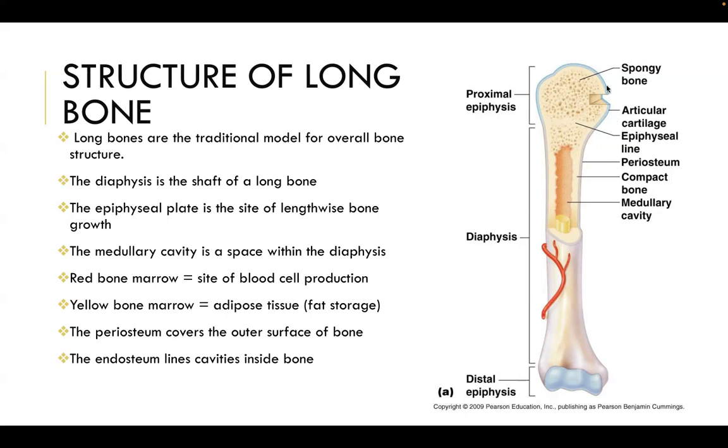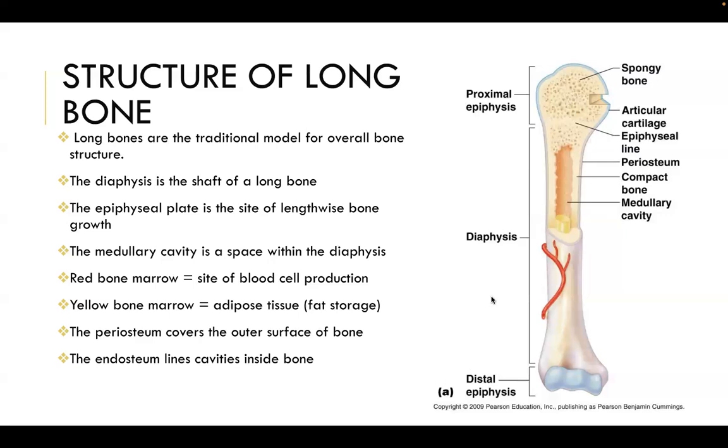And then the proximal epiphysis. So this is going to be the portion of the bone closest to the point of attachment. So if we're looking, let's say, at the humerus, this is the superior part of the humerus, proximal, because we're specifically talking about it attaching to the body. And then the distal would be towards the elbow, right? Away from the point of attachment. Okay.